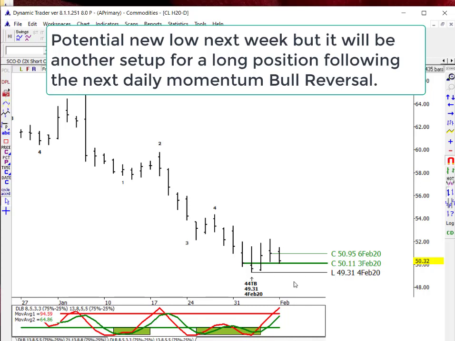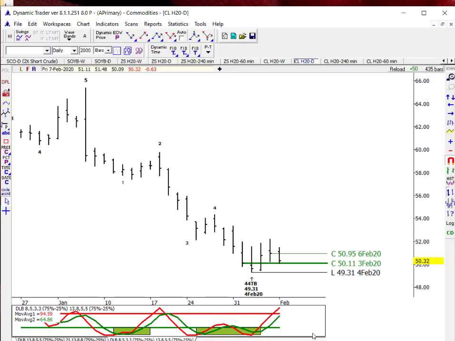What I want you to be aware of is if crude does make a new low next week, if it does roll over, the next daily momentum bull reversal will be made with the weekly momentum's dual look back oversold. So it'll be another really low risk, low capital exposure setup to get in on the long side. We're really near a weekly low. If it's not complete, more than likely it's going to be complete next week. So we want to look for setups with low capital exposure to get long the crude market when we make these dual time frame reversals.